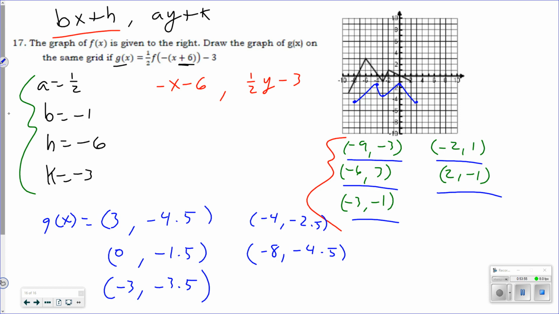Let me double check to make sure I didn't make a kind of dumb mistake. Where's my key? Yep, looks like that's it. 2.5. Oh, yeah, this one. Graphed that wrong. I wrote it right, graphed it wrong. There we go. So -8, -4.5 right here, and -4, -2.5 right here, and -3, -3.5. Sorry, plotted some points wrong by accident. Anyway, that's what you get.